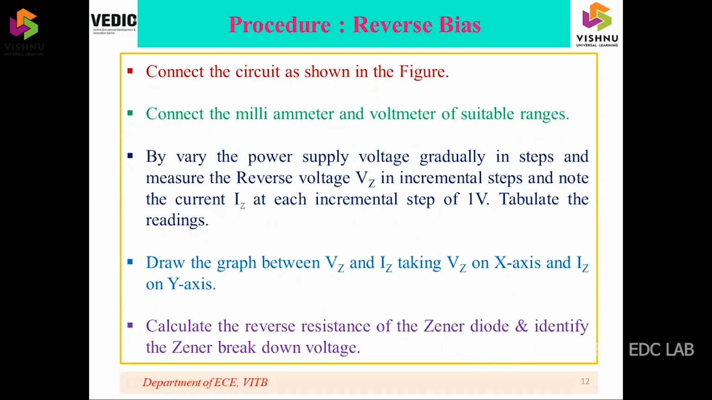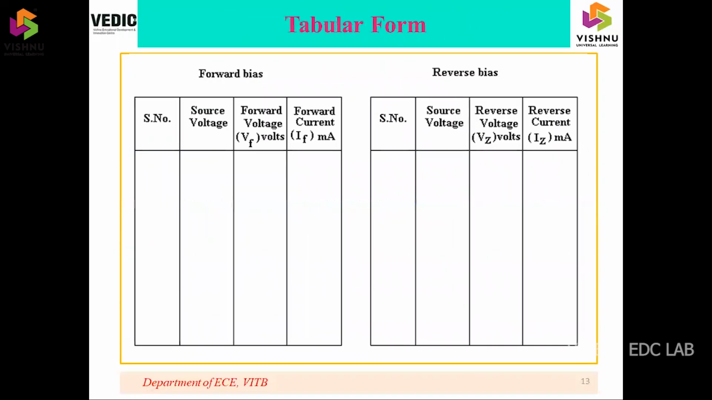And coming to reverse bias, arrange the components on the breadboard as per the circuit diagram given. Connect the milliammeter and voltmeter of suitable ranges. By varying the supply voltage gradually in steps, measure the reverse voltage Vz in incremental steps and note down the current Iz at each incremental step of 1 volt, and tabulate the readings. Draw the graph between Vz and Iz by taking Vz on the x-axis and Iz on the y-axis. Calculate the reverse resistance of the Zener diode and identify the Zener breakdown voltage.